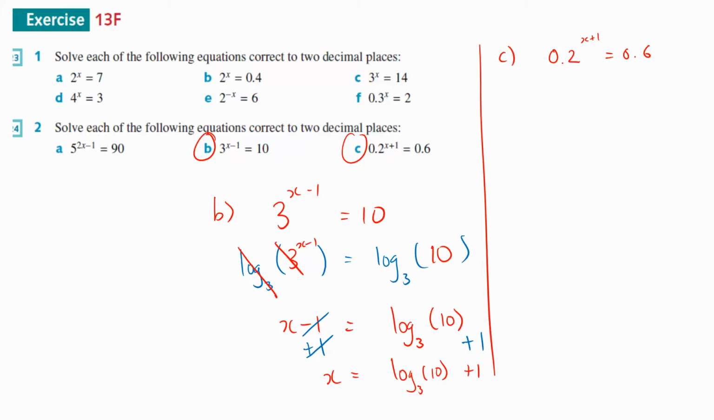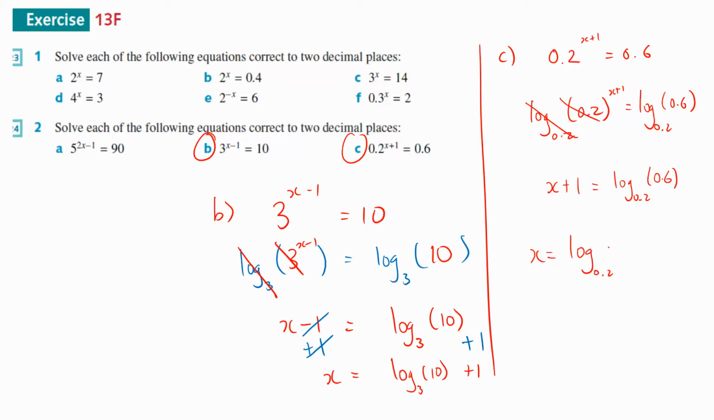Log base 0.2. Okay, so here we go. We're going to do the same things. We're going to do log base 0.2 of 0.2 to the power of x plus 1 is equal to log base 0.2 of 0.6. Okay? And then from here, same things. These will cancel, and you've got x plus 1 is equal to log base 0.2 of 0.6. And then remember to remove the plus 1, so we minus 1 on both sides, and x equals log base 0.2 of 0.6 minus 1. Bam. Is that easy? Okay, so today's lesson, like I said, it's nothing tricky.